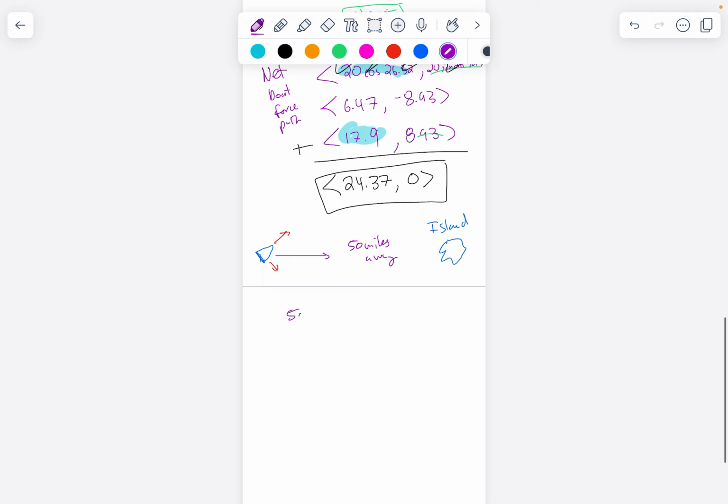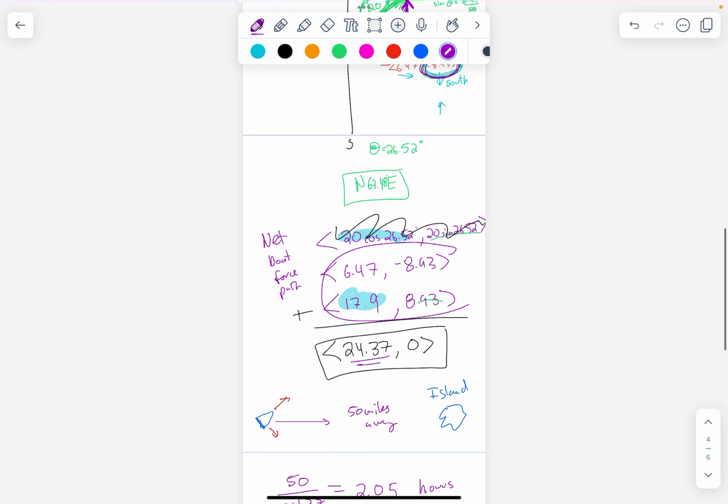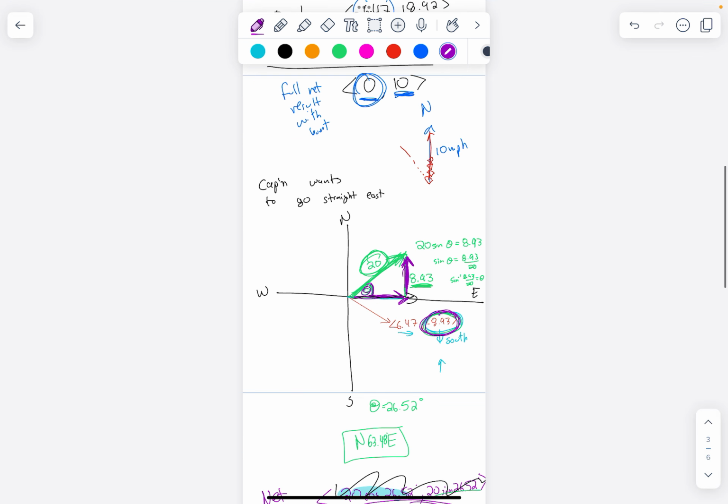Well, if it's 50 miles away and you're going at 24.37 miles per hour, it should take you 50 divided by 24.37, about 2.05-ish hours. So what's 0.05 of an hour? 3 minutes probably? Yeah, so it takes you 2 hours and about 3 minutes. But it's just piecing together the information. You add vectors to see the net effect. You design your angle so that you can cancel the things you want to cancel, and then that's all good.